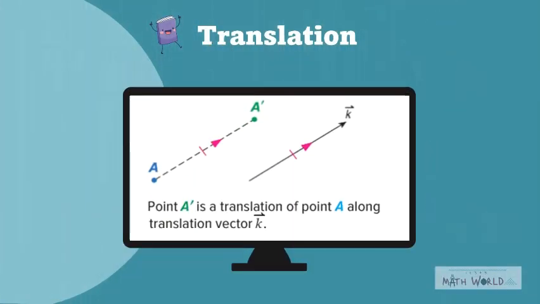In this picture, point A was translated to a new place, and that called A dash. But how can we guess the direction and distance of translation? Do you have any idea? Yes, excellent. So they used the vector k to translate the point A. And the vector gives us two things: the direction of translation and the distance of translation. We can measure the distance by using the ruler.